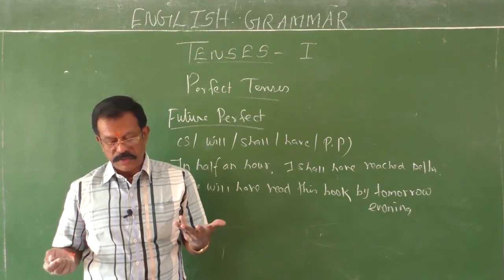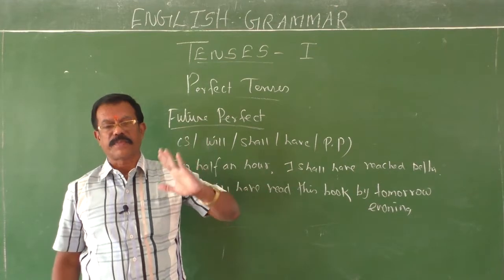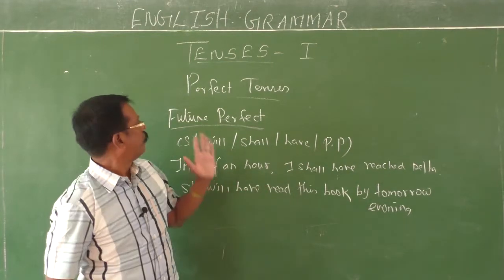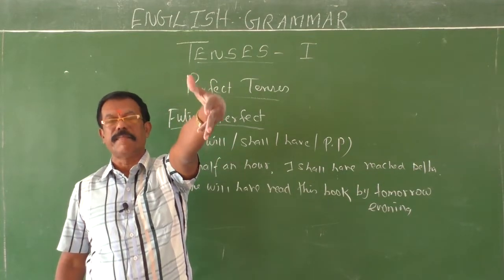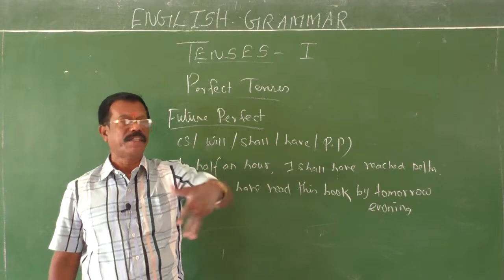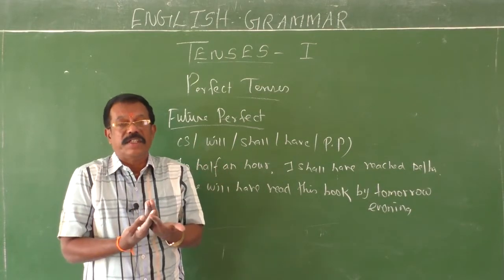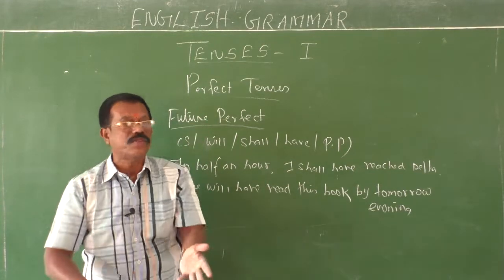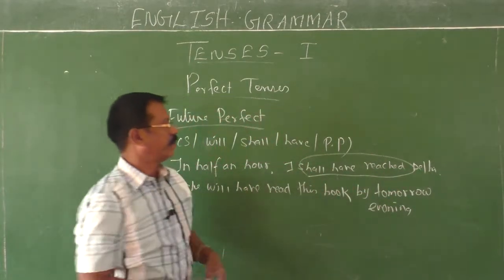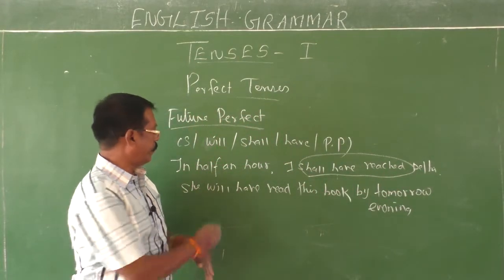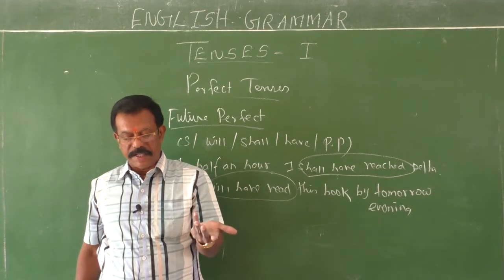You will have read the news of his death. So the future perfect tense is used to express an action that is expected to be completed by a certain time in the future. So within half an hour, you expect it is going to be completed at some time in the future. There only you can use this future perfect. I shall have reached. See the future perfect form. Similarly, in the next sentence, she will have read. Here also you expect this action to be completed by a certain time in the future.